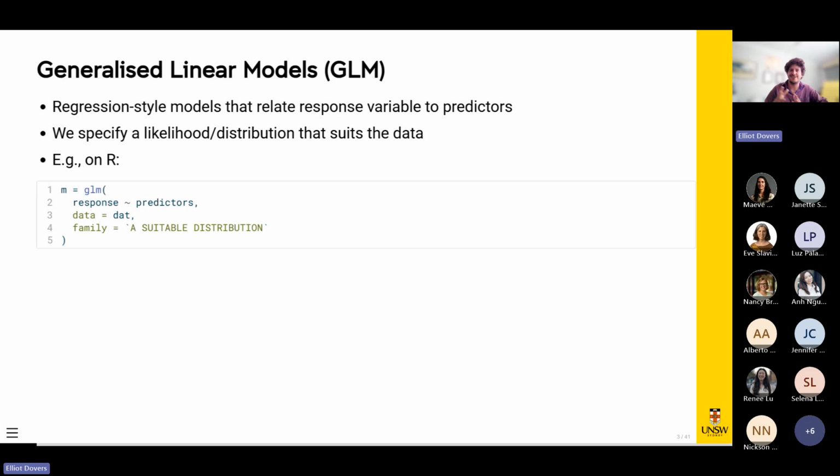And so in R, you can do this quite easily in a line or two of code. Here's an example using just the glm function. We start out by specifying how our response relates to our predictors through a formula term here. We have these terms, the response and the predictors, stored in a data frame or table of data where our rows are observational units and our columns are our variables. And then all we need to do to work with a GLM is to specify a suitable distribution that fits the type of response variable that we're looking at here.